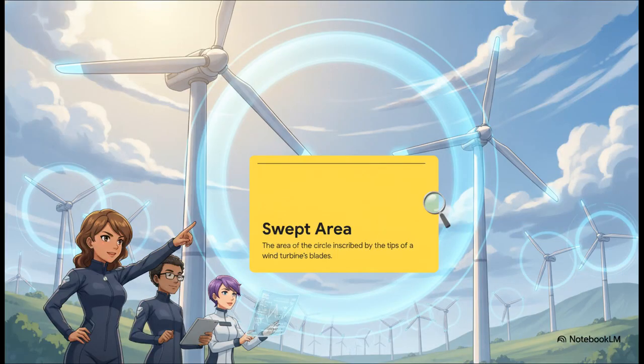That pi r squared part of the equation, that represents what engineers call the swept area. It's the massive circle inscribed by the tips of the spinning blades. Because we can't change air density, and we certainly can't control the weather to increase wind speed, expanding this swept area is the primary lever engineers pull to exponentially increase a wind farm's energy capture.